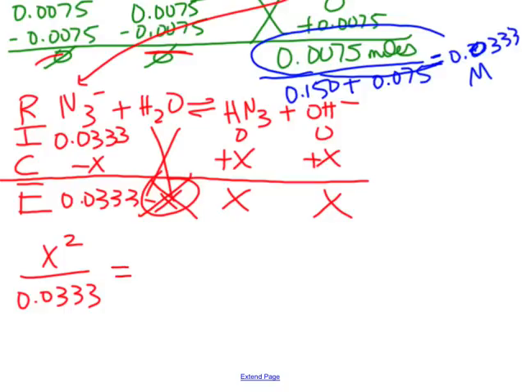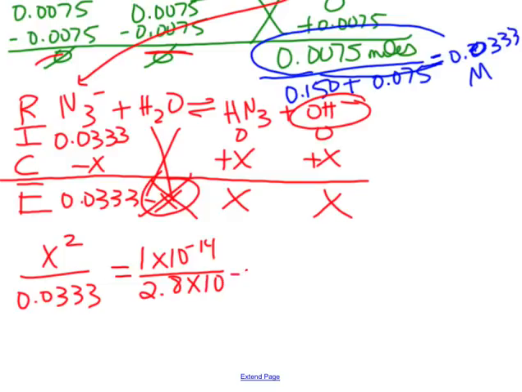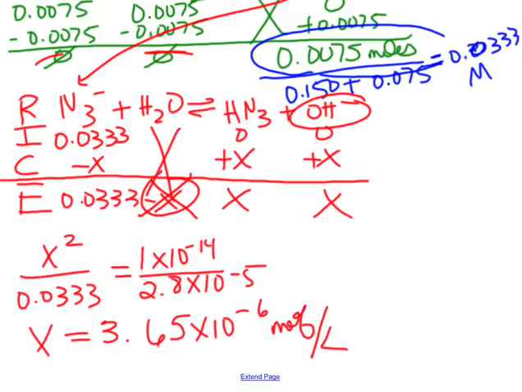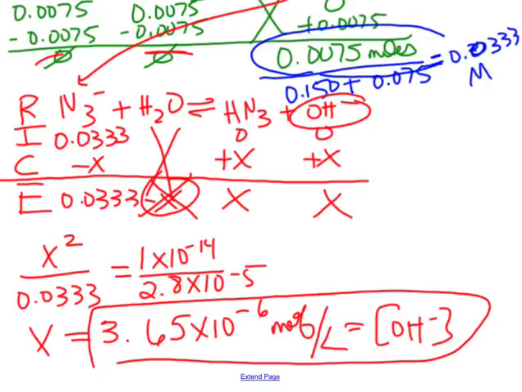this is a KB. So I got to take the KW divided by the KA they gave us and get 1e negative 14 divided by 2.8 times 10 to the negative fifth. I'm going to cross multiply and solve. And when I do, I get x is equal to 3.65 times 10 to the negative 6 moles per liter. Now that's equal to x, which is equal to the OH minus concentration. The problem says calculate the OH minus concentration. So that's all we had to find. We didn't have to take it to pH.